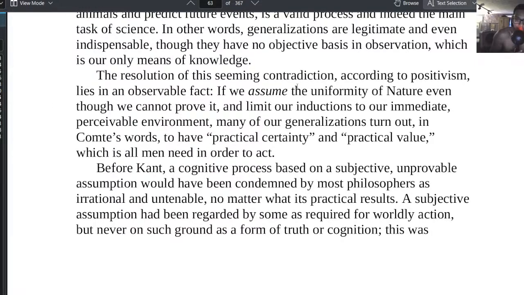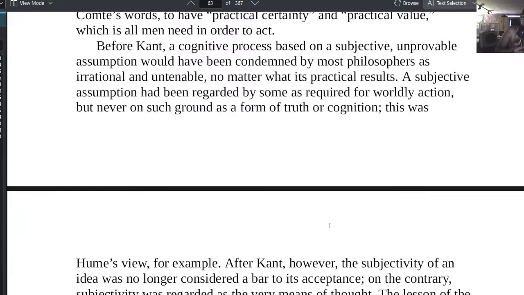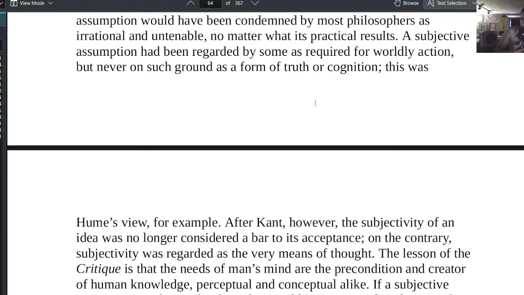The resolution of this seeming contradiction, according to positivism, lies in the observable fact. If we assume the uniformity of nature, even though we cannot prove it, and limit our inductions to our immediate perceivable environment, many of our generalizations turn out, in Comte's words, to have practical certainty and practical value, which is all men need in order to act. Before Kant, a cognitive process based on subjective, unprovable assumptions would have been condemned by most philosophers as irrational and untenable, no matter what its practical results. A subjective assumption had been regarded by some as required for worldly action, but never on such ground as a form of truth cognition. This was Hume's view, for example.